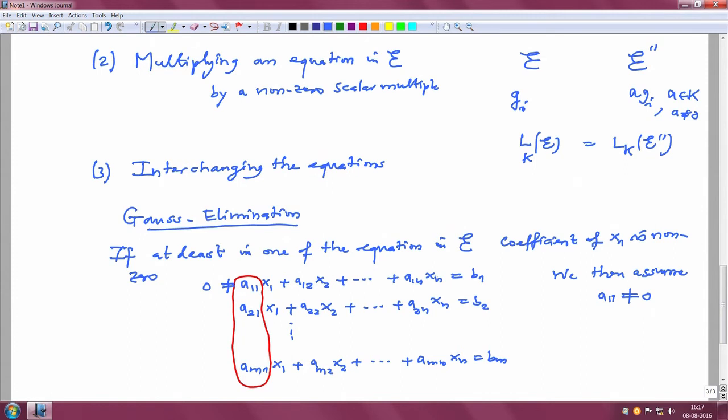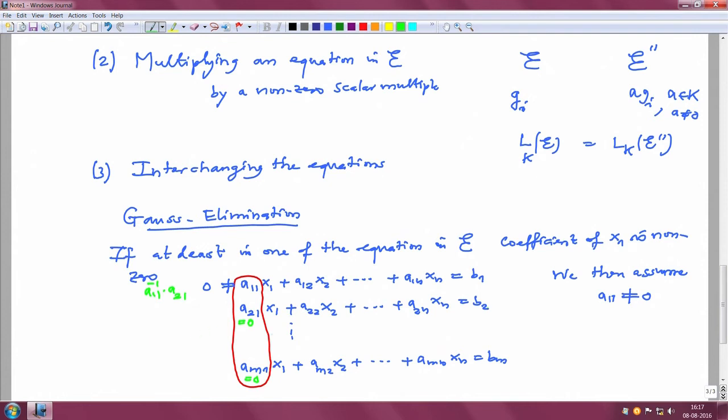I will use the first equation to kill all these coefficients. I will make this 0, this 0. That is simply because if I want to make this 0, I will multiply the first equation by a11 inverse times a21 and subtract it from the second equation. I replace the second equation by adding this multiple to the second equation.